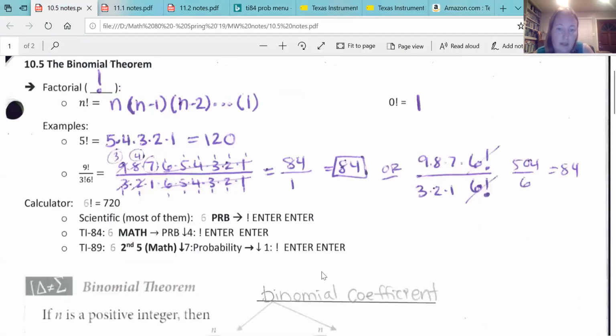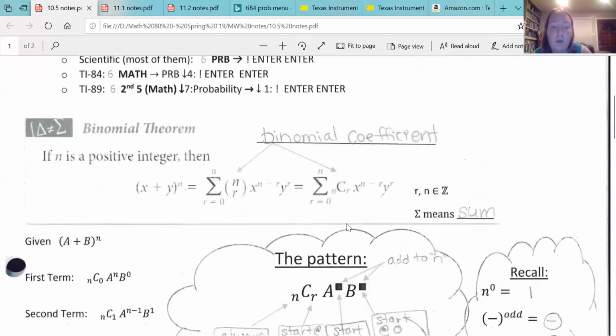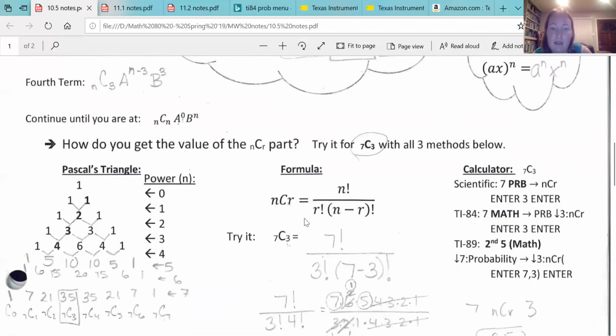So here's kind of a summary of the factorial buttons for different calculators. It is used to find the nCr, which is the binomial coefficient, which is part of the theorem we're going to be making use of. You can also find that value, the nCr, by the nCr formula that involves the factorial, which I have right here. nCr is a formula that makes use of that factorial notation.